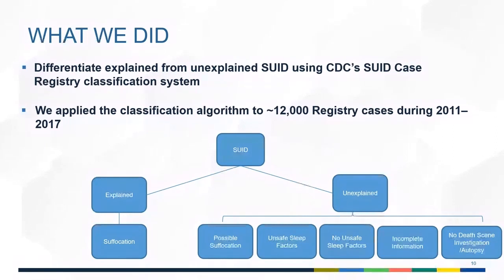And the categories were explained suffocation with unsafe sleep factors. Then we had unexplained categories as follows: possible suffocation with unsafe sleep factors, unsafe sleep factors, no unsafe sleep factors, incomplete case information, and no autopsy or death scene investigation. Cases that were classified as explained or possible suffocation with unsafe sleep factors were also assigned one or more mechanisms to which the airway obstruction was attributed, which we'll talk more about in a little bit.